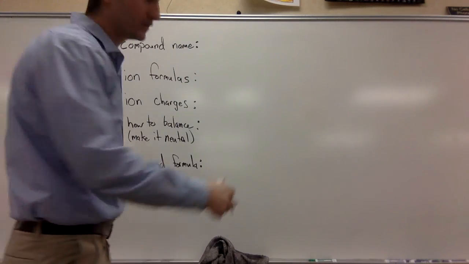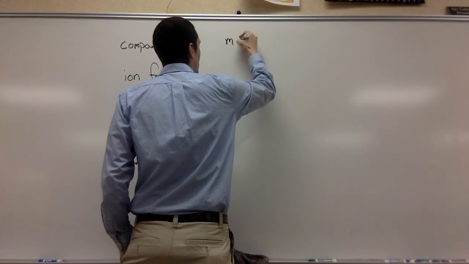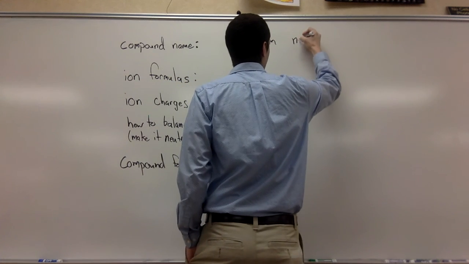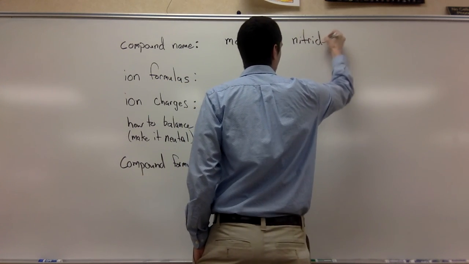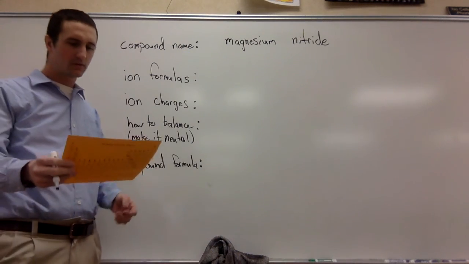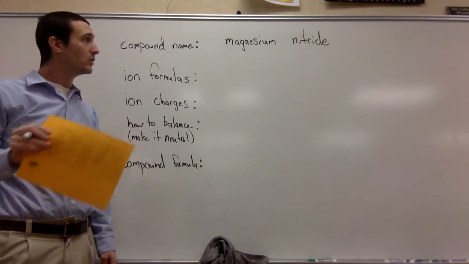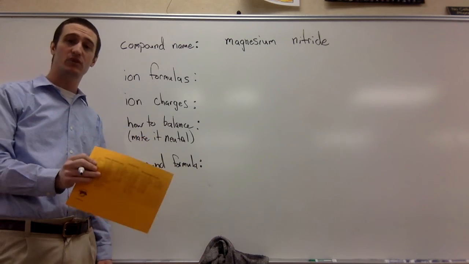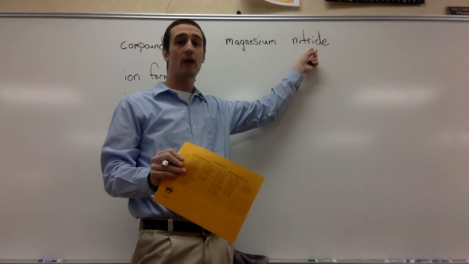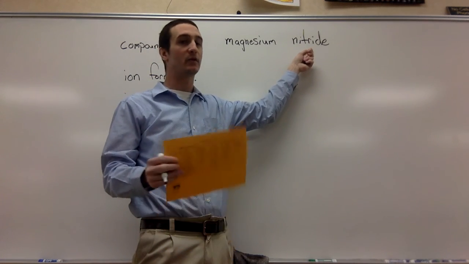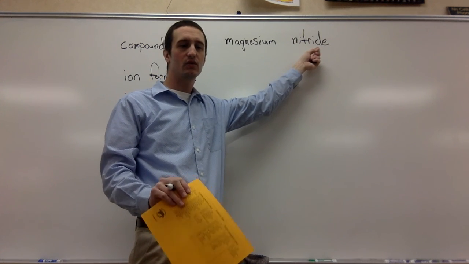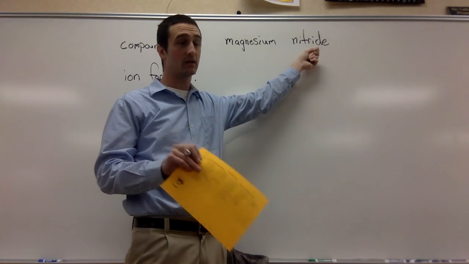This example I'm going to do magnesium nitride. And here, when you are using this ion chart, pay close attention to the names of the ions. There's several that sound like this one, nitride. There's also one called nitrate. There's one called nitrite. And so you got to really pay attention to which ion is in this compound.